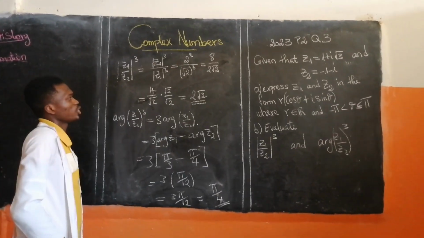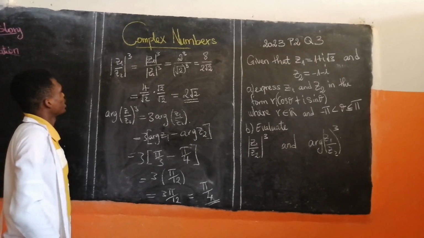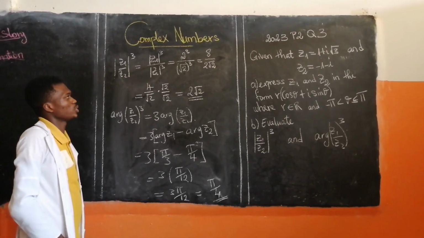So this is it for the question on complex numbers that came in June 2023.